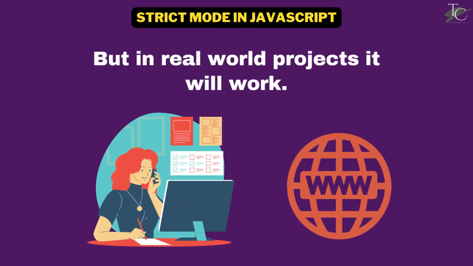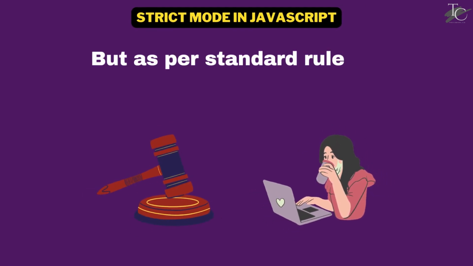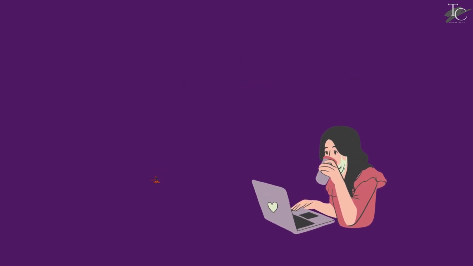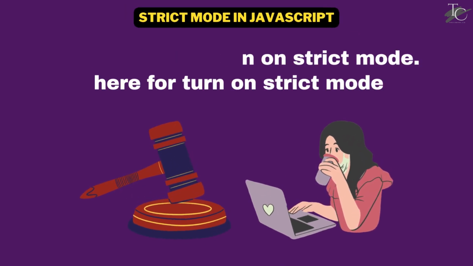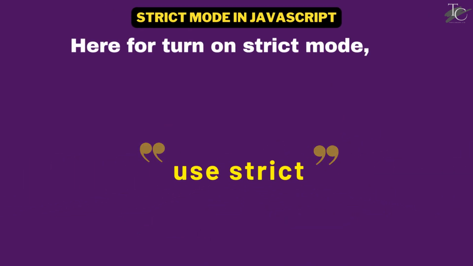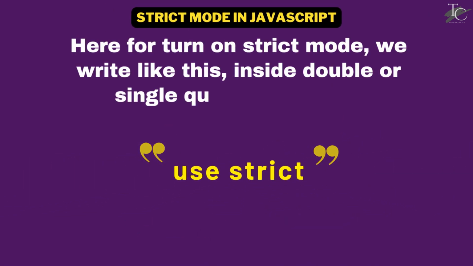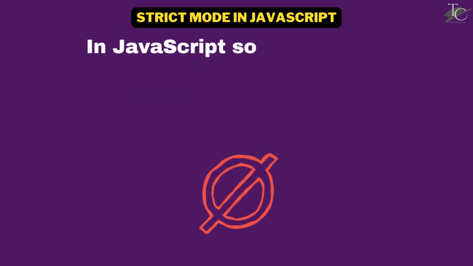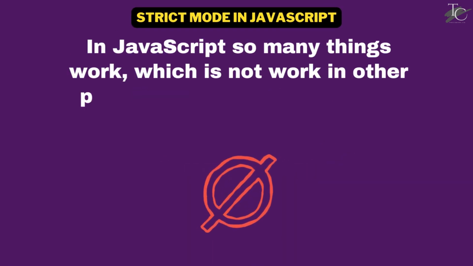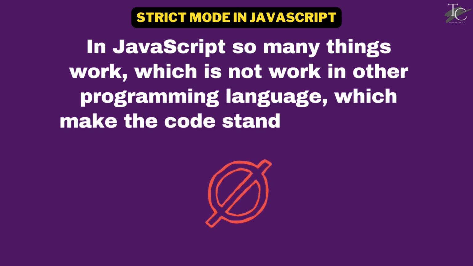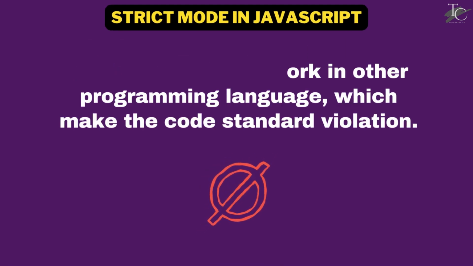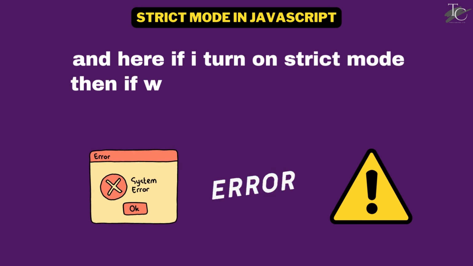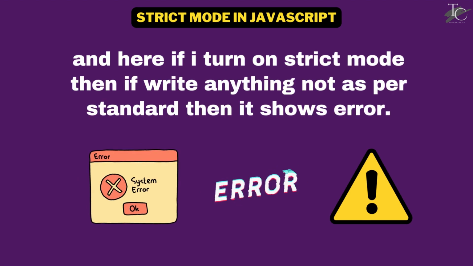In real-world projects it will work, but as per standard rules we should not let it work, so for that we turn on strict mode. To turn on strict mode, we write like this, inside double or single quotes, "use strict". In JavaScript many things work which do not work in other programming languages, which makes the code violate standards. And if I turn on strict mode, then if I write anything not as per standard, it shows an error.